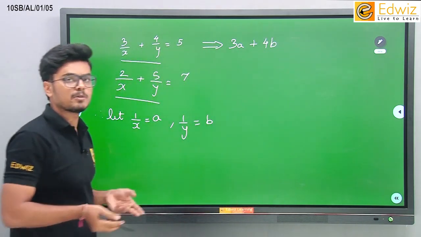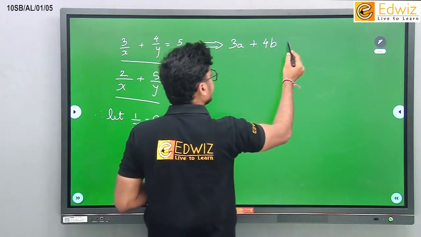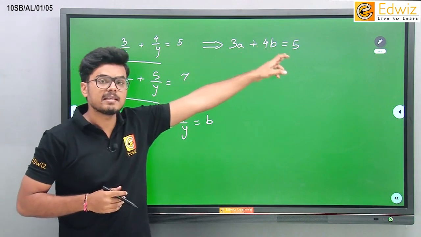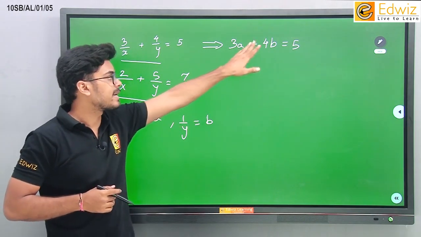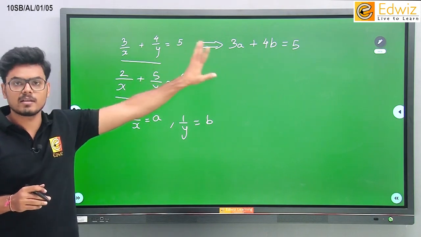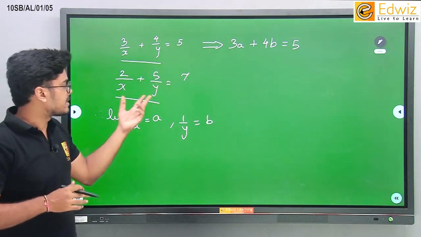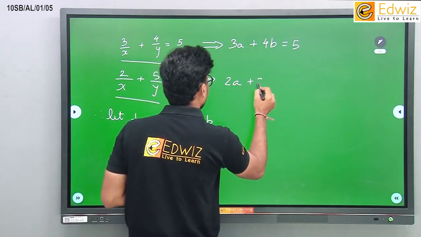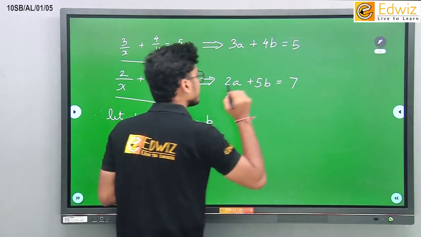Okay, 1 upon y is b. So this is equal to 5. Correct? So as you can see now this is a linear equation in two variables because a and b are the only variables. Correct? I've converted a non-linear equation into a linear equation. Similarly here this equation can be written as 2a plus 5b equal to 7.